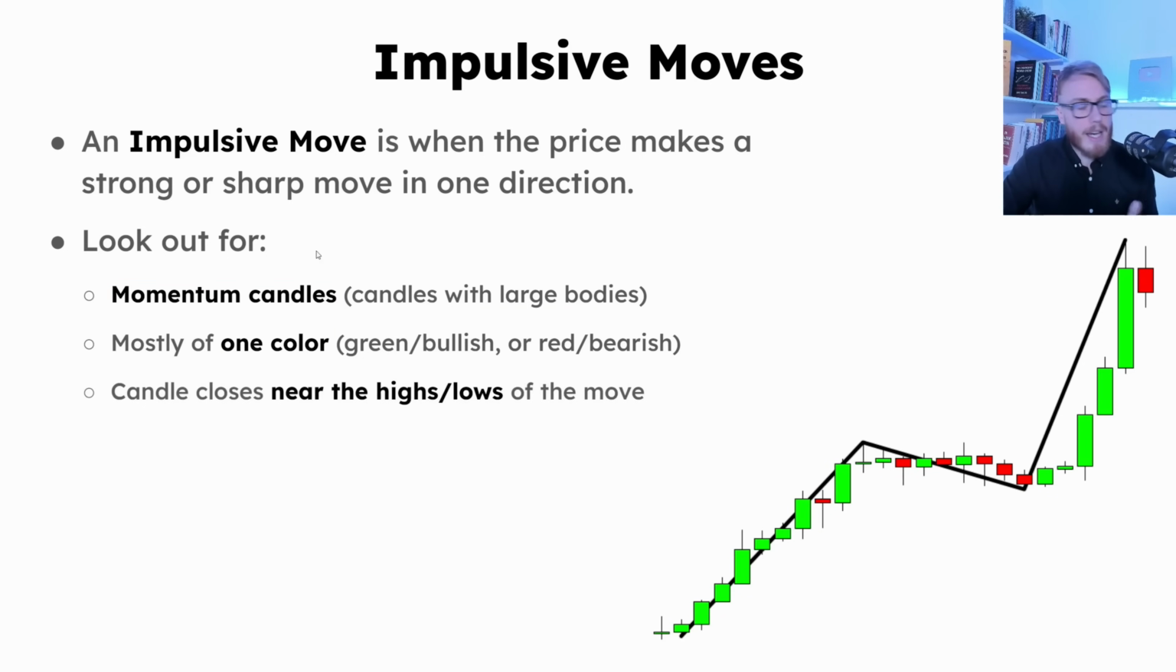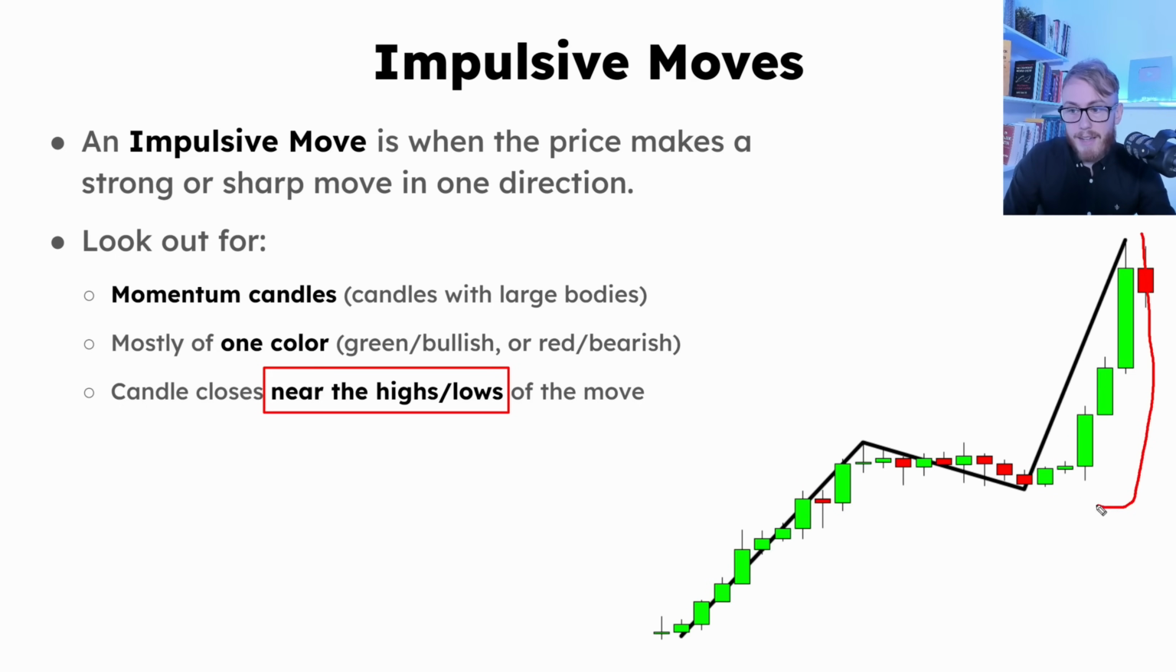The final sign I'm looking out for here is candle closes near the highs or lows of the move. So when it comes to impulsive moves towards the upside, we want preferably the candles to close near the high. For example, in this case, we can see that many of these candles closed very near the high of the candles. This one had a slight upper wick here. And even this candle right here that was a red candle actually closed near the high. So that is a good sign.